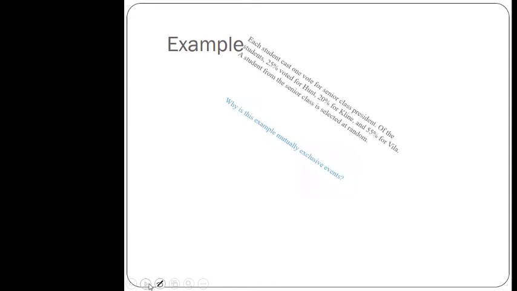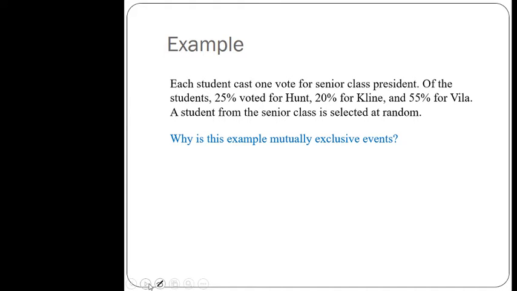All right, so let's do an example. Each student in a senior class has voted for a president. Here 25% voted for Hunt, 20% for Klein, and 55% for Villa. Now a student from the senior class is selected at random. We're trying to decide, is this a mutually exclusive event or not? Remember, a mutually exclusive event means that in a single trial, there are no outcomes in common. Two or more things can't happen.